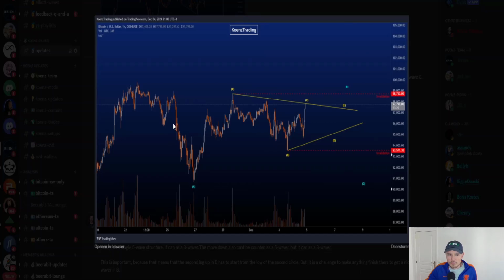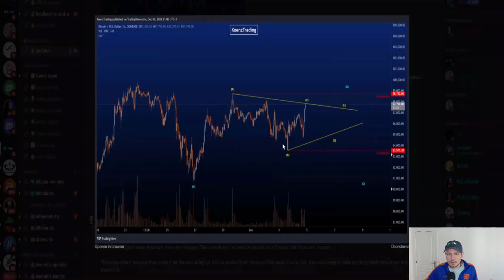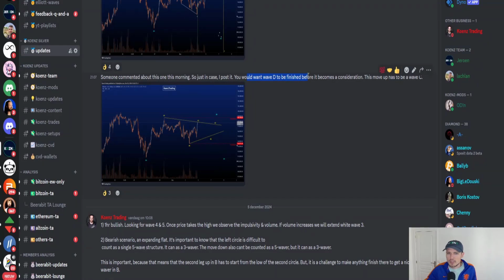This was not really something I'm looking for here. Zigzag A, B, C with a triangle in a B. Someone commented about it and asked a question about it in the comment section yesterday. But for this scenario, for a bigger triangle to be relevant, I need a wave D to be finished before it really becomes a consideration, right?